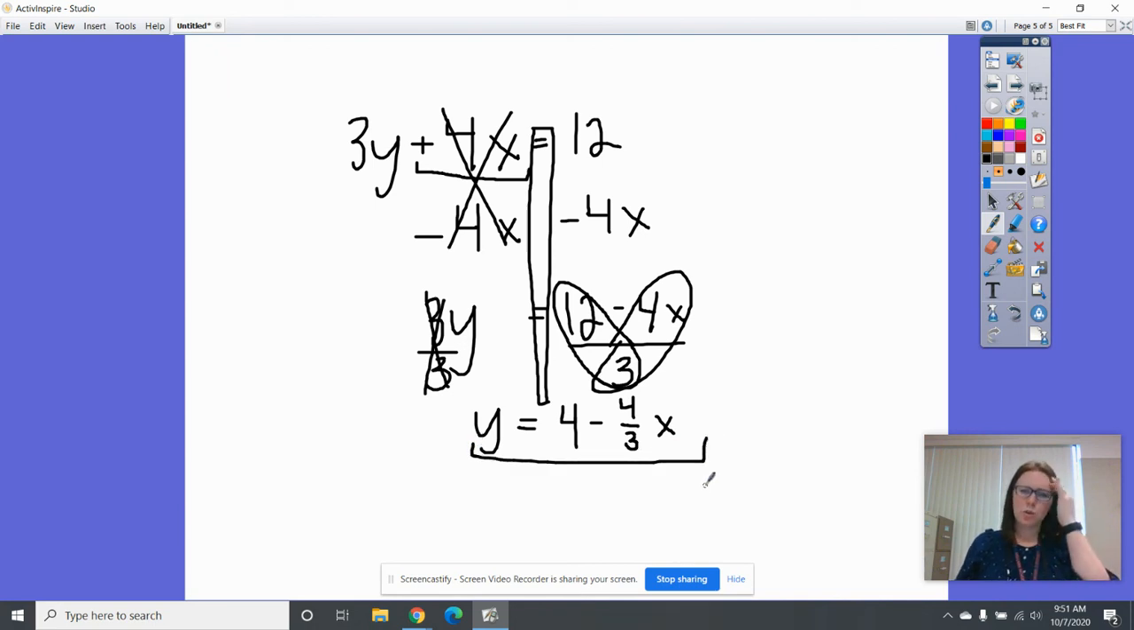But then the question is, well, which one is the slope? The slope is always the thing multiplied by x. So in this case, this is our slope. It's a negative 4/3. And this is our y-intercept, which means the graph crosses the y-axis at 4. So that is solving for slope-intercept form.